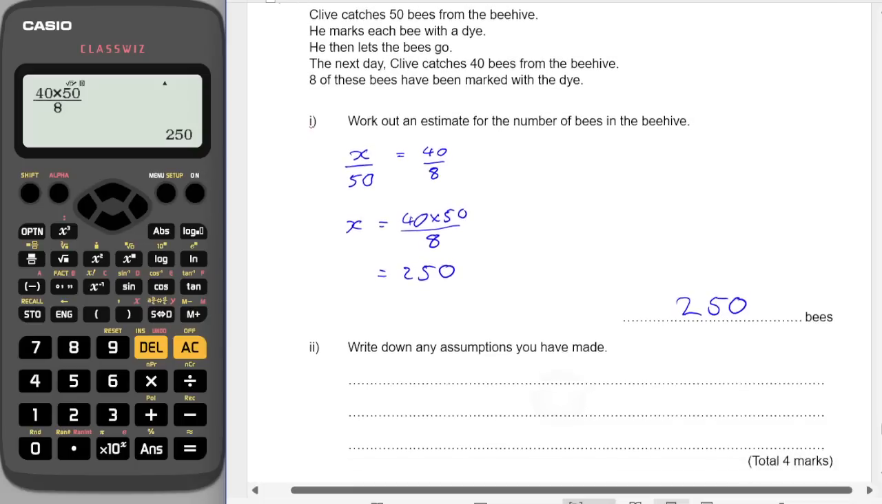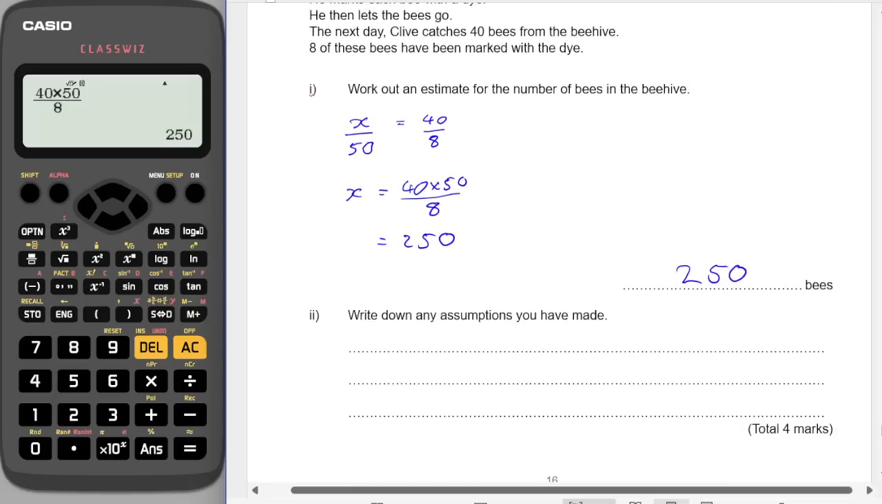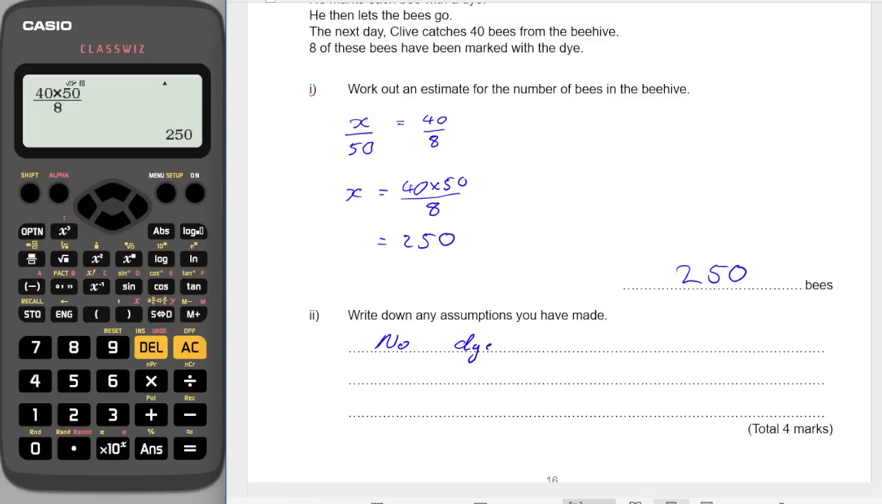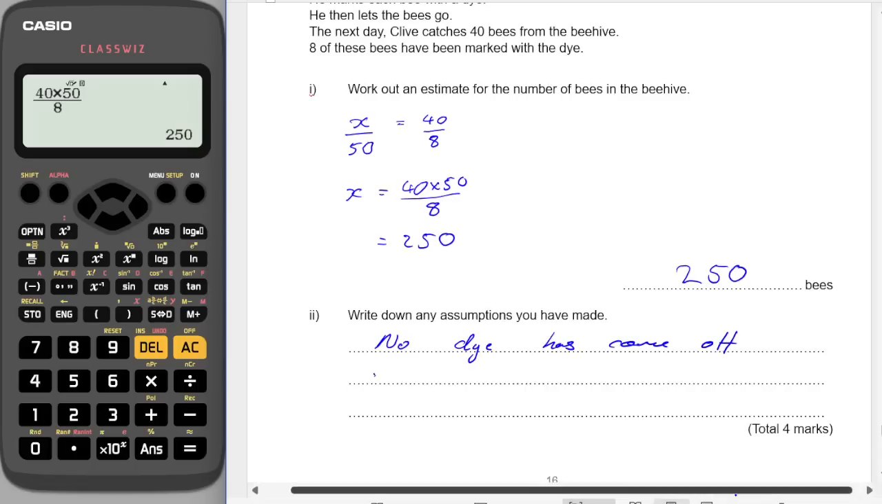Write down the assumption that you've made. So the assumption that I've made is no dye has been rubbed off the bees. Just checking my spelling of dye. D-Y-E. Dye has come off any bees.